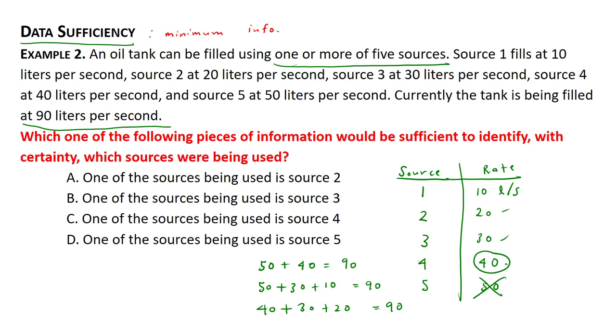Are there any other possibilities where we use source 4? Well, there are no other possibilities because, assuming we are using source 4 and we want to produce 90 liters per second, the remaining sources should produce 50 liters per second. But the only way to do that using sources 1, 2, and 3 is to use these two. So these are all the possibilities, assuming we are using source 4.